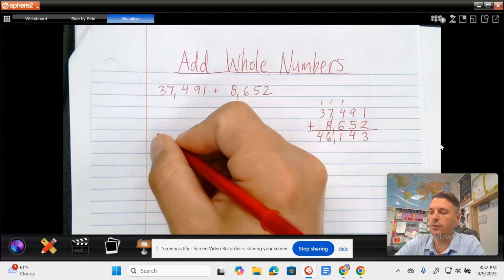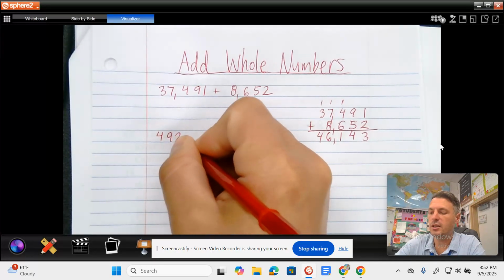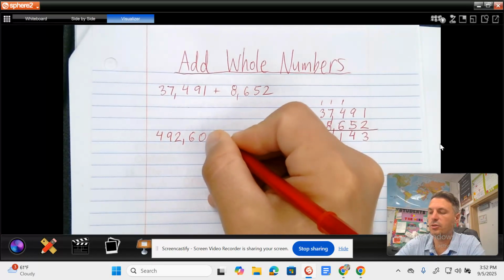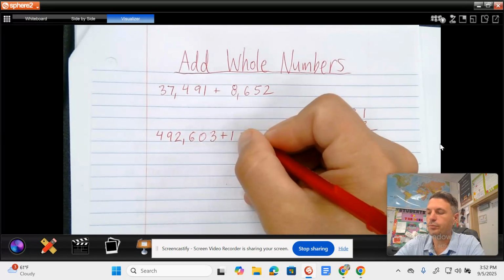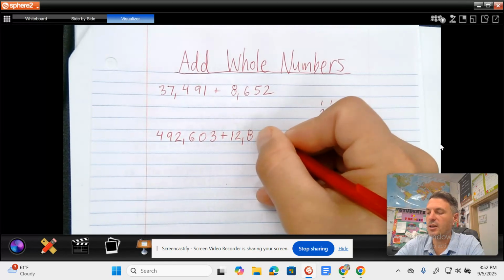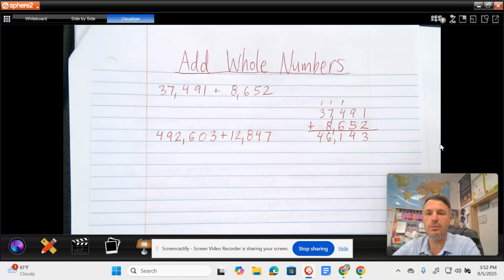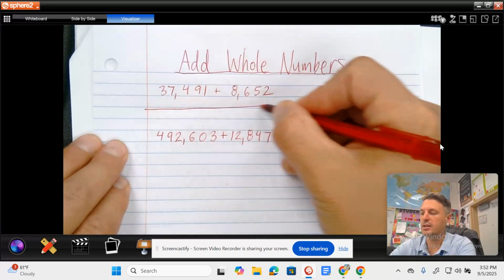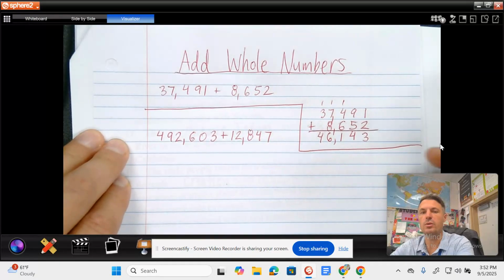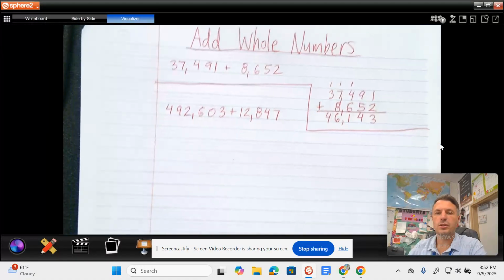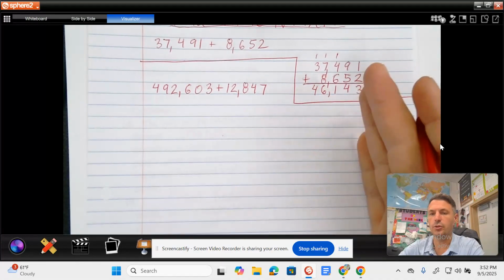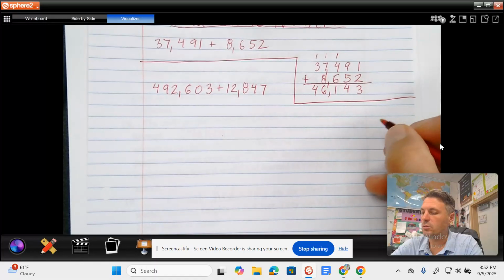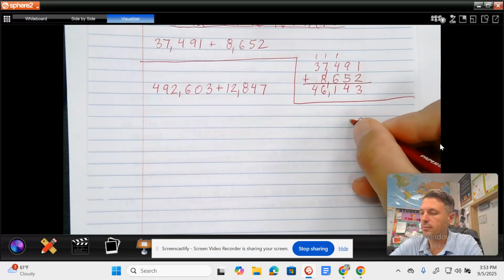Let's say we have 492,603, and we want to add that to 12,847. I'm just kind of coming up with random numbers. Let's separate that from this other example that we did here. Remember, the first thing we have to do is line up the place value positions correctly, and the way you do that is by lining up the numbers on the right side. So let's go ahead and do that.